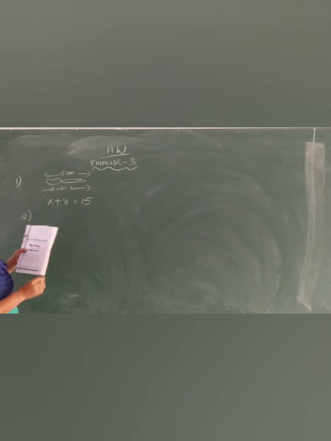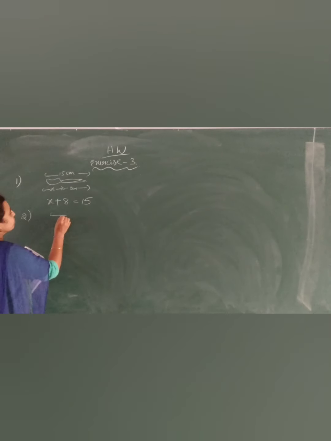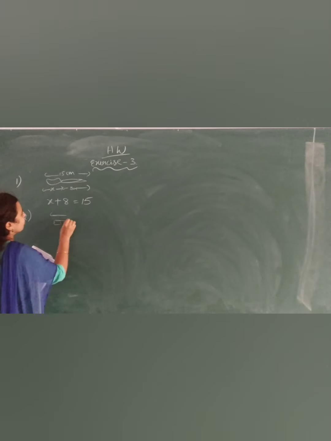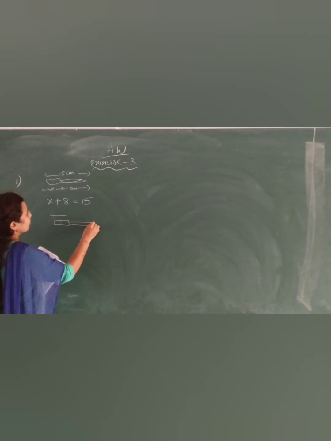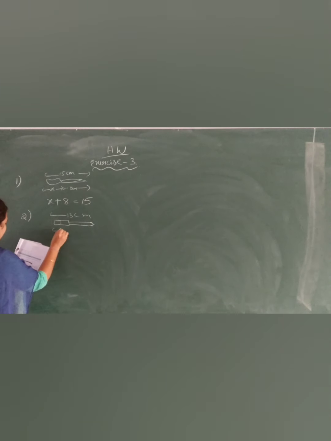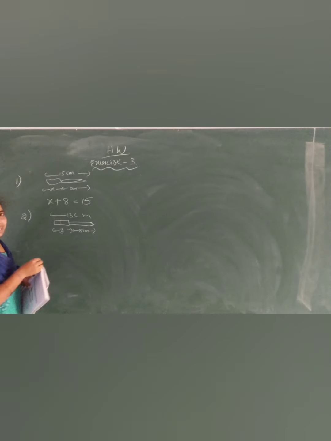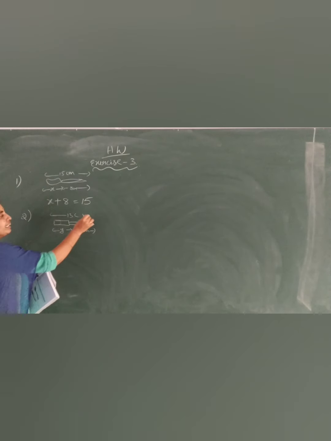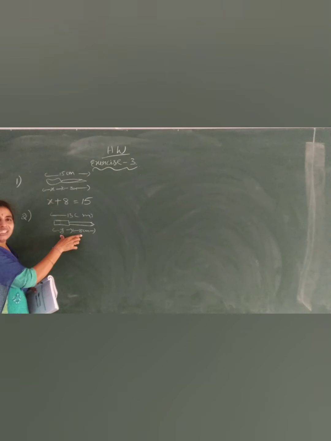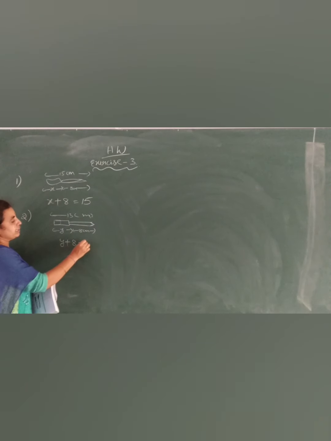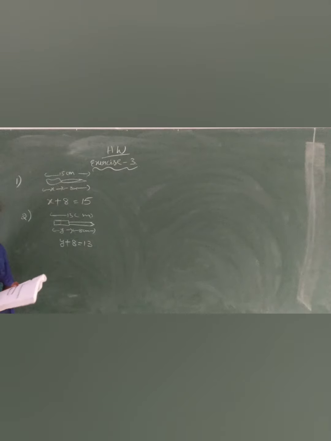And second one also, they have given one pen. And here it is y and then 8 centimeters. Again, this is also same like that only. Total length is 13, and here they have given 13 to divide it into two parts. If you add these two parts, you get total length. y plus 8 is equal to 13. This is the required equation. You should solve it.